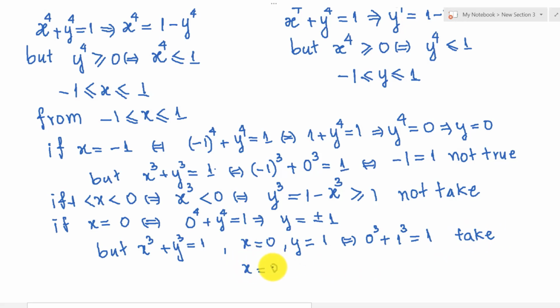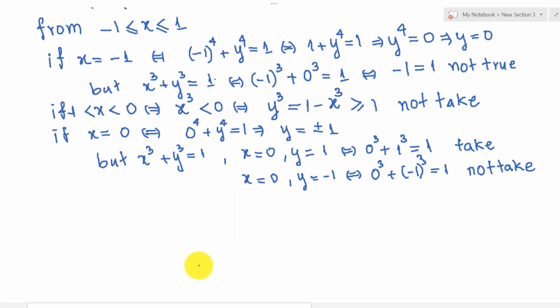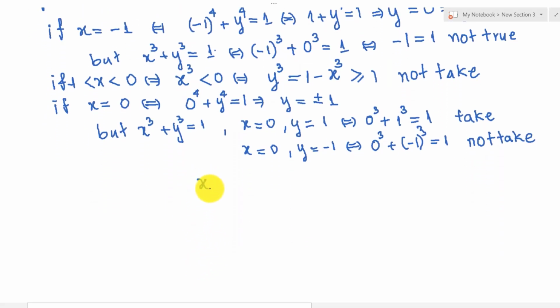For x equals 0 and y equal to -1, we get 0^3 + (-1)^3 = 1. It's not true because (-1)^3 is equal to -1. It's not equal to 1, so it's not taken. Okay, now we have one solution: x equals 0 and y is equal to 1.